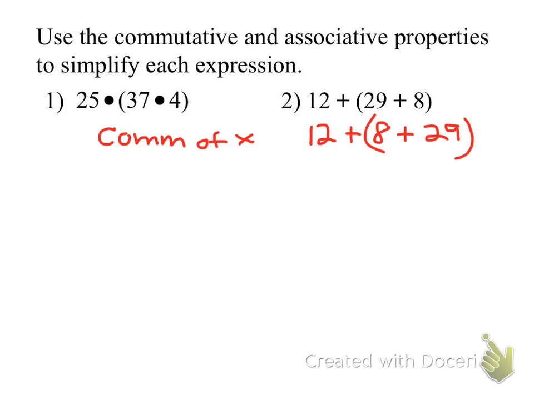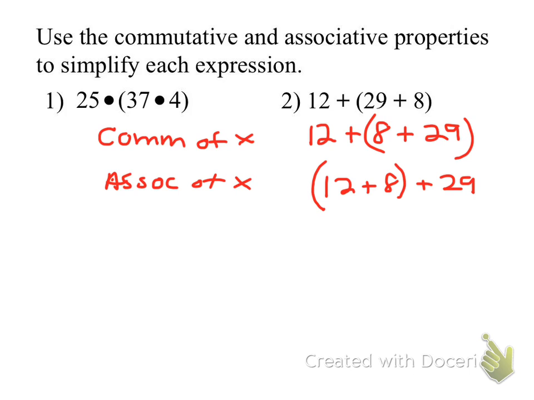Angela, what would make this easier for me to do some mental math? You could do 12 plus 8, and then plus 29, but you would use the associative property, and put 8 plus 12 in parentheses. Good. Okay, so that is the associative property of multiplication. And now 12 plus 8 is 20 plus 29 simplifies to, isn't that much easier? I don't have to regroup. So now I've just used my properties. Okay?